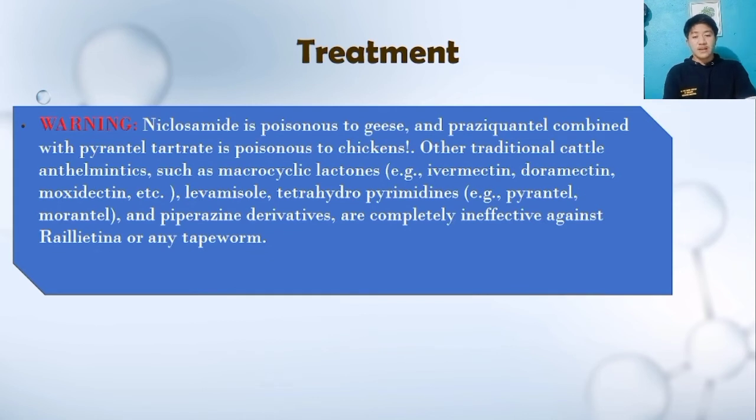Warning: niclosamide is poisonous to geese, and praziquantel combined with pyrantel tartrate is poisonous to chickens. Other traditional cattle anthelmintics such as macrocyclic lactones, levamisole, tetrahydropyrimidines, and piperazine derivatives are completely ineffective against Raillietina or any tapeworm.